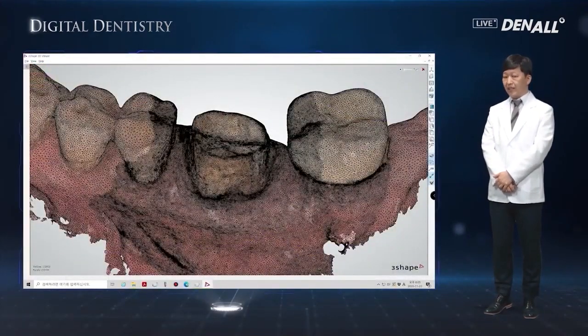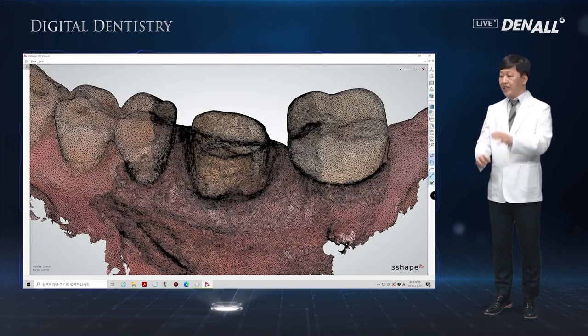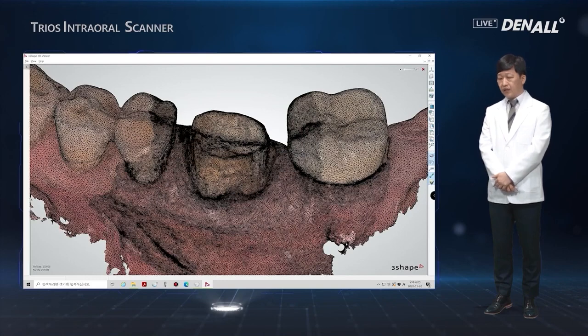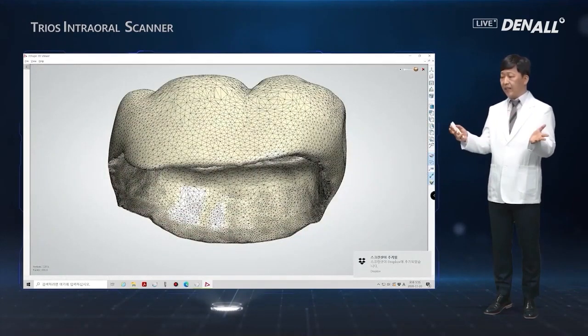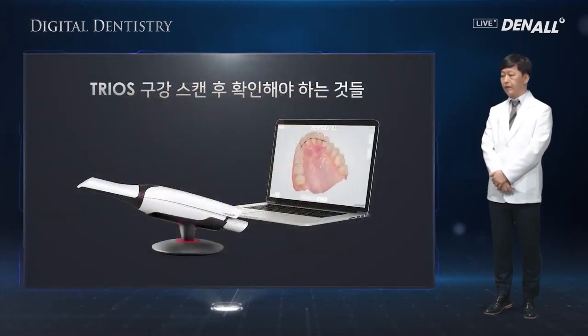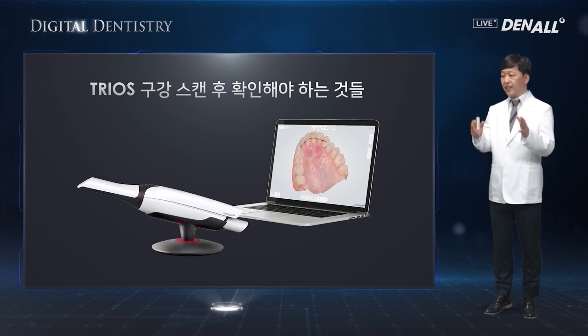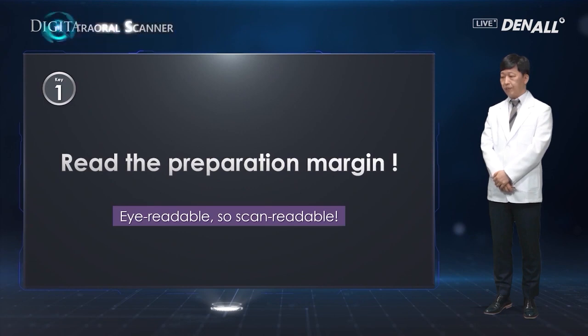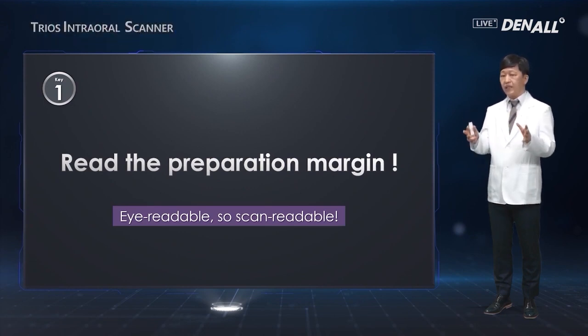However, in TRIOS scanner and dental system, there are differences. Around the abutments, more detailed scanning is done. Therefore, reproducibility of margins and other parts is more superior. However, for the adjacent teeth and crown, the mesh structure is not that dense, so it is a strategy of select and concentrate. After scanning the mouth using TRIOS, we need to check some things. First, prep margin should be read.